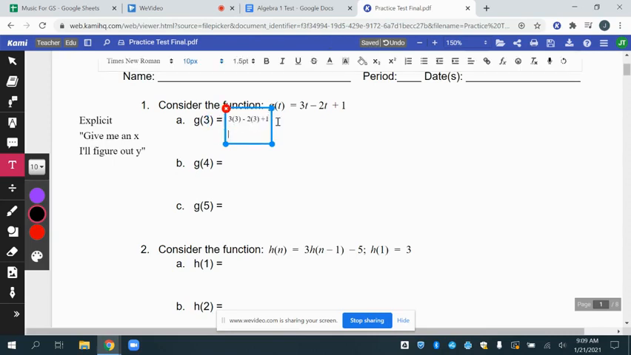3 times 3 is 9. 2 times 3 is 6. And 1 is 1. There we are.